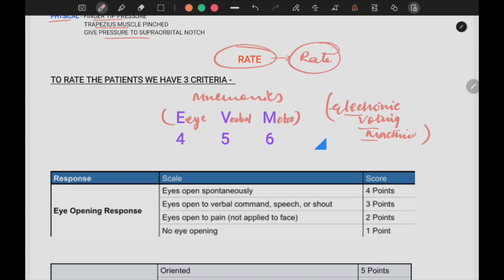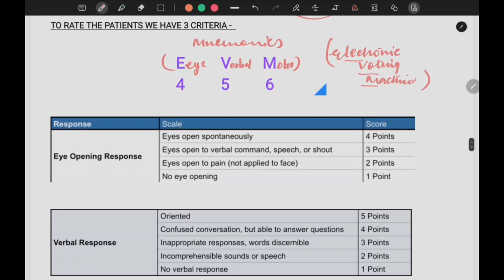So first we are going to see the eye response of the patient. One more thing you have to remember: the eye response is going to have 4 scoring limits, V will have 5 scoring limits, and M will have 6 scoring limits, right?